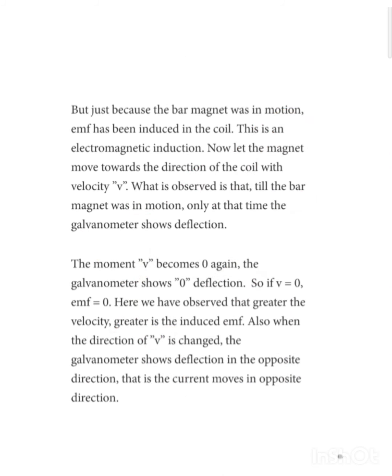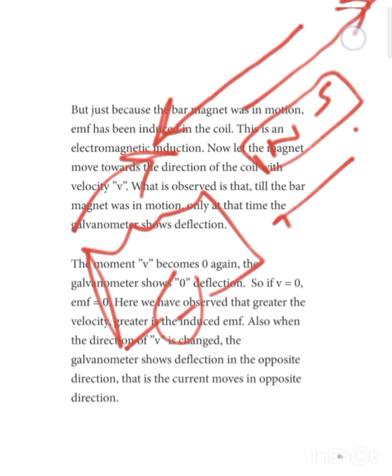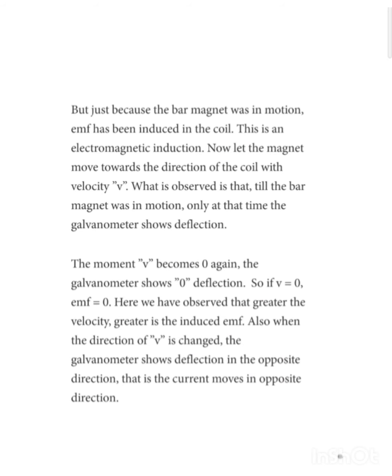So what is the observation which we get from here? Till the bar magnet is in motion, the galvanometer will show a deflection. Or when the direction of V changes, the galvanometer also shows deflection, but in the opposite direction. A very important thing, this one. So let us think that this one is a coil and this one is a bar magnet, this one is north and this one is south. If this coil goes in this direction, maybe the direction of current will be in this way, and if we go in this direction, definitely the direction of induced current will also get changed. So it depends upon the direction of the magnetic field in which it is moving.